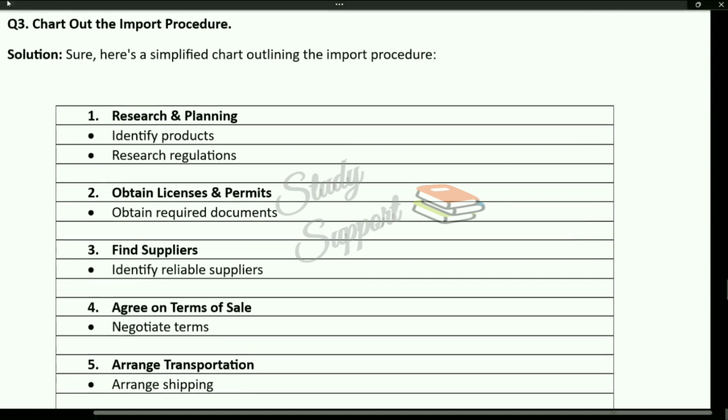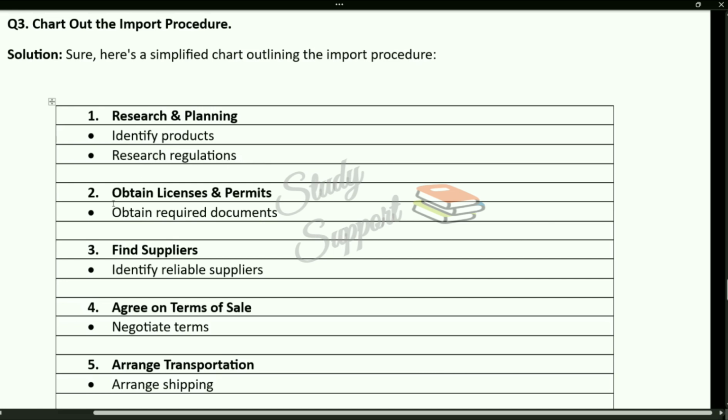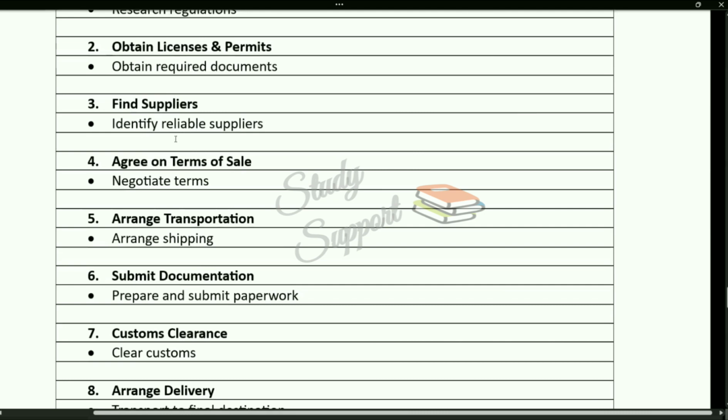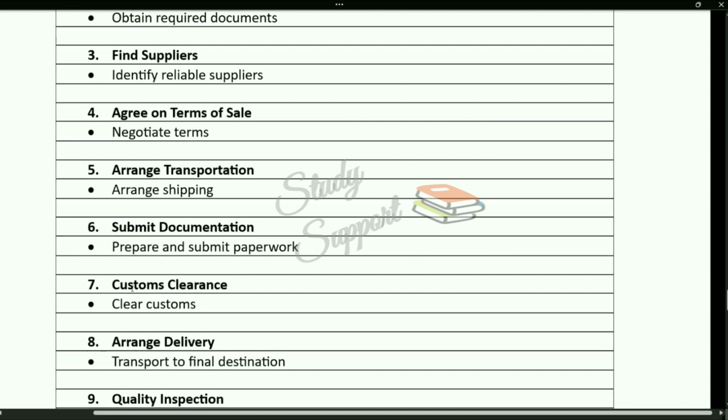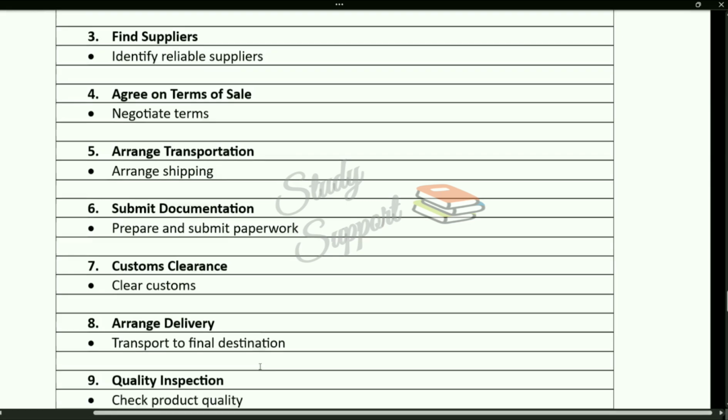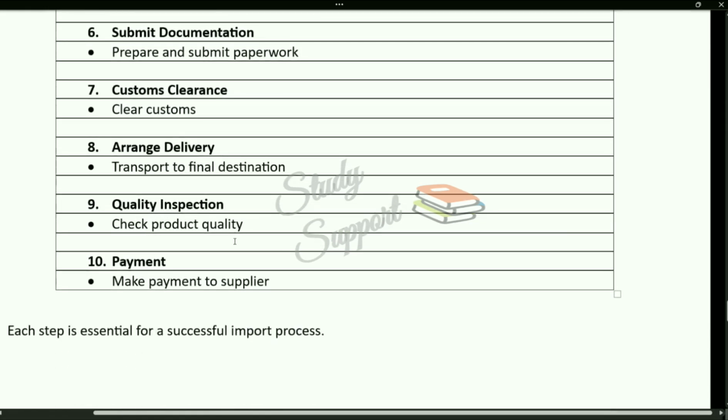Q3. Chart out the import procedure. Solution: Sure, here's a simplified chart outlining the import procedure. 1. Research and planning. Identify products. Research regulations. 2. Obtain licenses and permits. Obtain required documents. 3. Find suppliers. Identify reliable suppliers. 4. Agree on terms of sale. Negotiate terms. 5. Arrange transportation. Arrange shipping. 6. Submit documentation. Prepare and submit paperwork. 7. Customs clearance. Clear customs. 8. Arrange delivery, transport to final destination. 9. Quality inspection. Check product quality. 10. Payment. Make payment to supplier. Each step is essential for a successful import process.